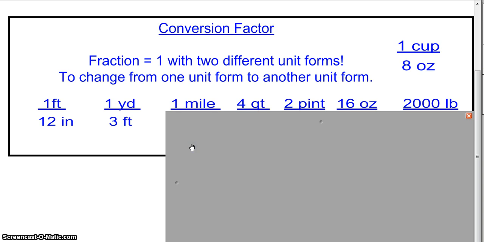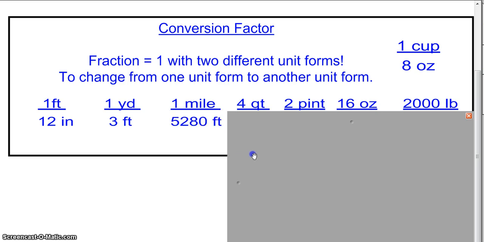1 mile, can you, without looking at your table, remember what I just told you? 5280, so 5,280 feet. We are often asked that question. It's a strange number to remember, though.